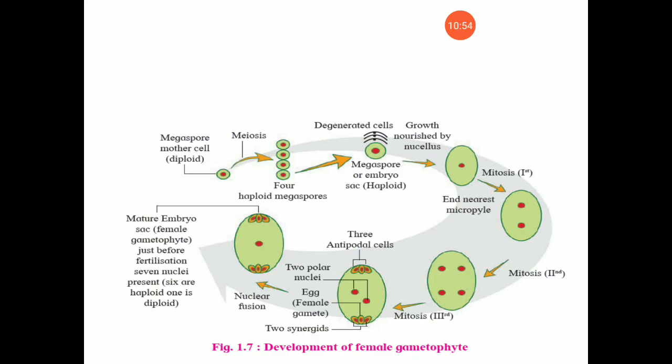Therefore, the development is called endosporic. All the development happened within the megaspore, so this development is called endosporic. Only one megaspore takes part in the formation of embryo sac. Therefore, it is called monosporic. In some angiosperms, embryo sac may be bisporic or tetrasporic.